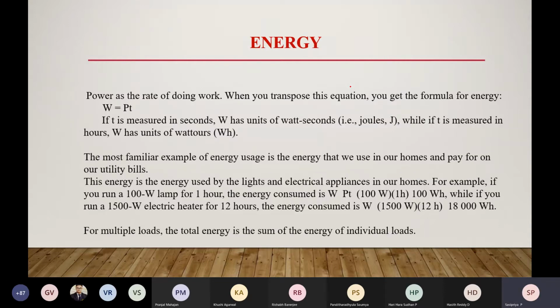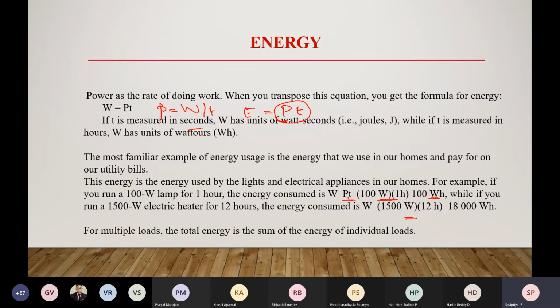So now energy. The amount of work done per unit time is power. From that we can derive what energy is. Work done is nothing but energy spent. So energy can also be represented as P into T. Time is normally measured in seconds, so the energy is in watt seconds, or watt hour, kilowatt hour.